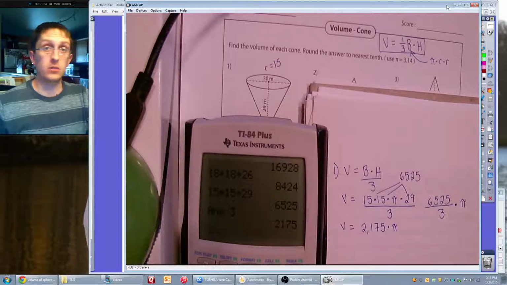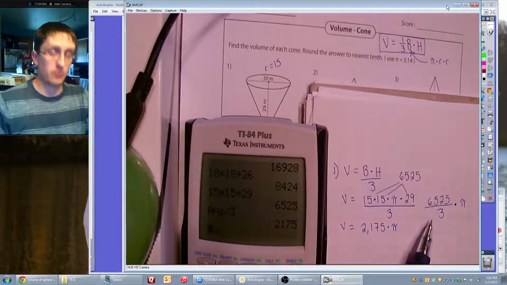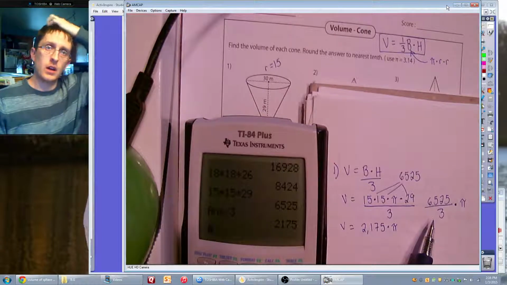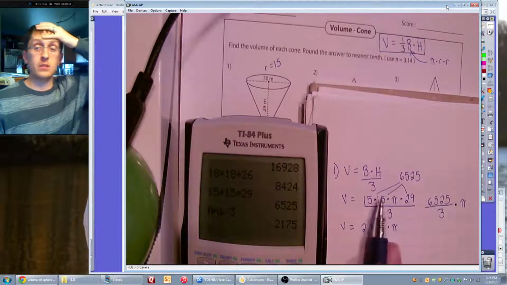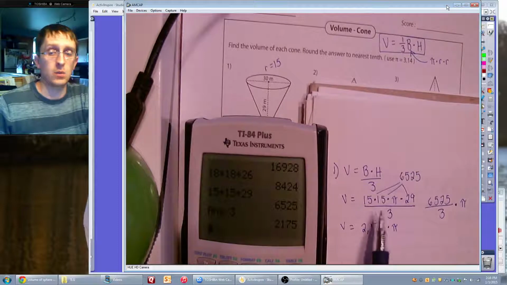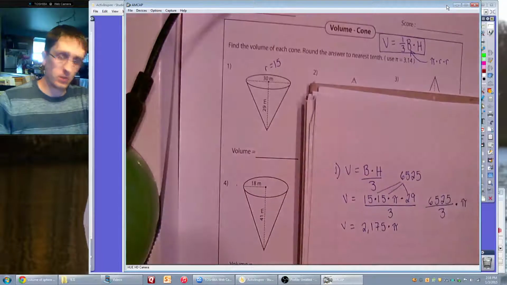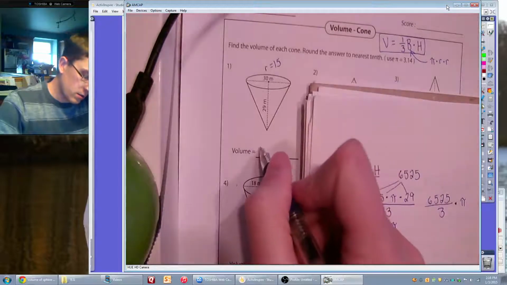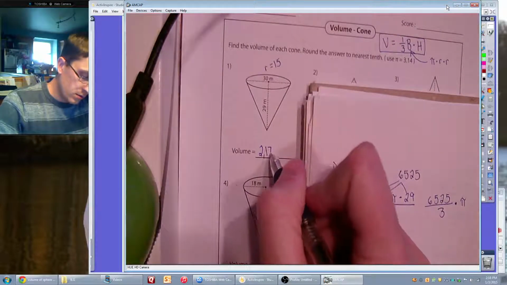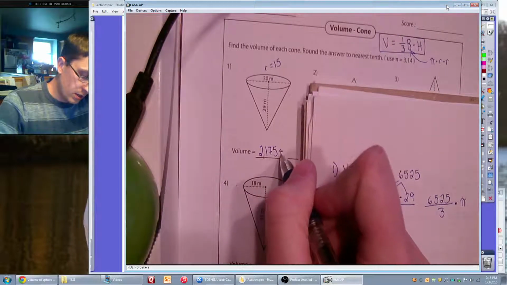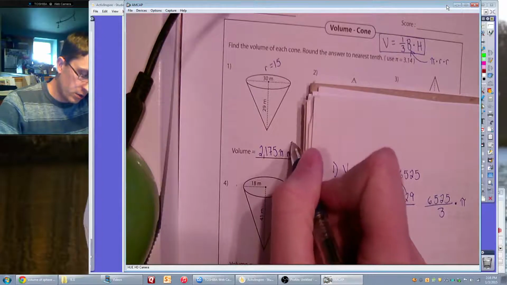Don't bother turning it into a mixed number. Leave it improper. That's totally acceptable in the eyes of most geometry teachers. But that's what I would do if that product did not equal a multiple of 3. So that's number 1, 2,175 pi, and the label would be meters cubed.